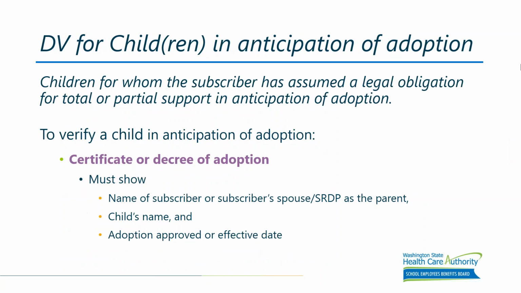For children in anticipation of adoption, which is a child for whom the subscriber has assumed a legal obligation for total or partial support in anticipation of adoption, to verify these children, we would need that certificate or decree of adoption. It's going to need to show the name of the subscriber or the subscriber's spouse as the parent, along with the child's name and an adoption approved or effective date.